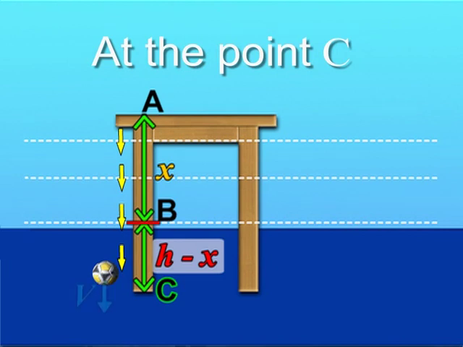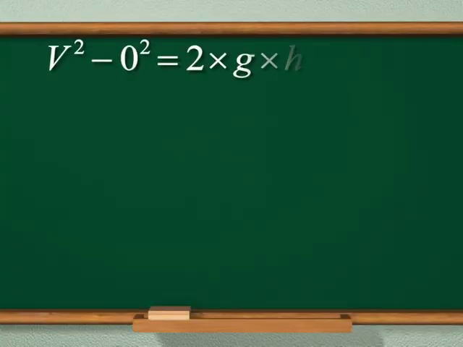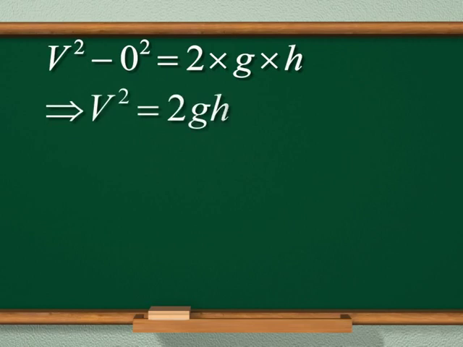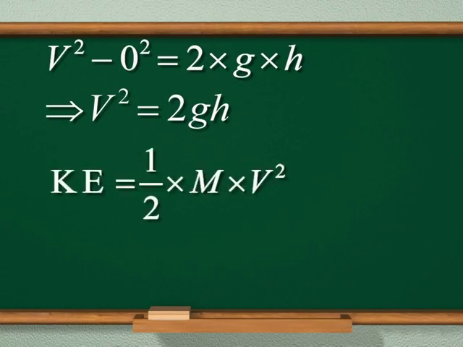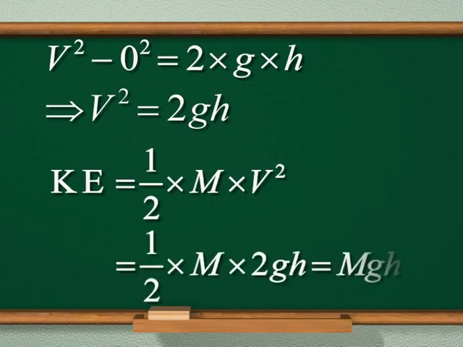Let v be the velocity acquired by the body on reaching the ground. Thus, we have v square minus 0 square is equal to 2gh. This implies v square is equal to 2gh. Therefore, the kinetic energy of the body is 1 by 2 into m into v square, which is equal to 1 by 2 into m into 2gh, which is equal to mgh.